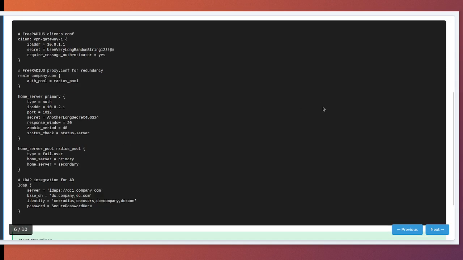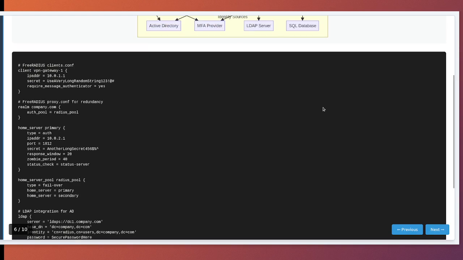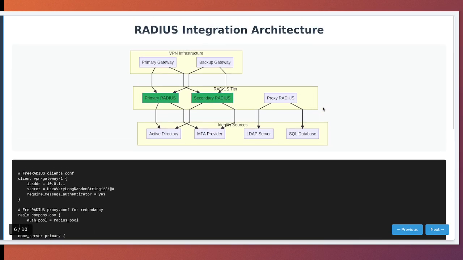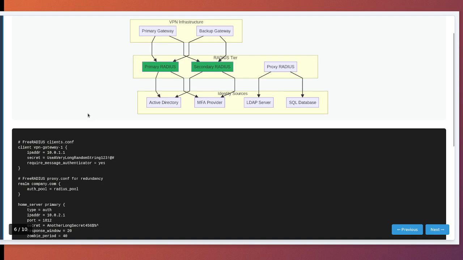RADIUS, Remote Authentication Dial-In User Service, has been around since 1991, but don't let its age fool you. It's still the de facto standard for centralized authentication. When you combine RADIUS with EAP and IKEv2, you get a powerful, flexible authentication system that can integrate with virtually any identity store.